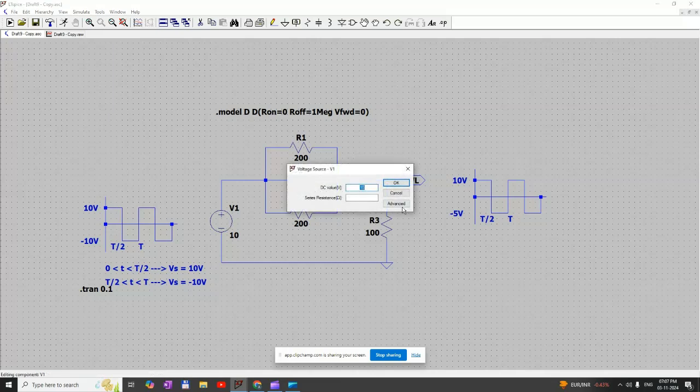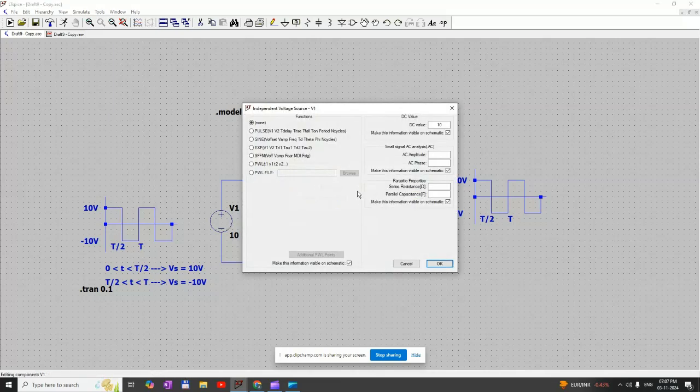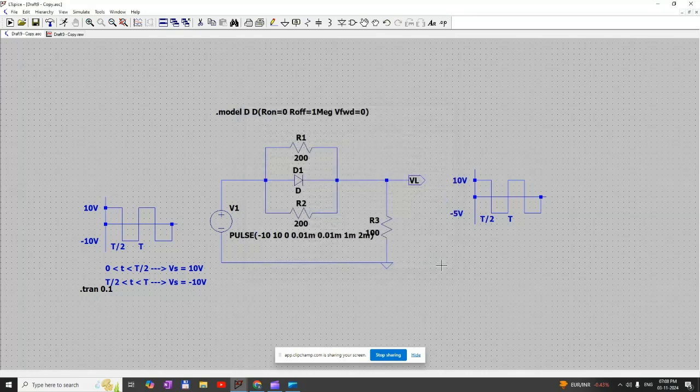Here I am going to apply the pulse. The initial voltage is minus 10 volt, and the higher voltage is plus 10 volt. Here 0.01 millisecond rise time and 0.01 millisecond fall time, and here T1 is 1 millisecond, and the time period T is 2 millisecond. Okay, let us apply, and let's run the circuit.